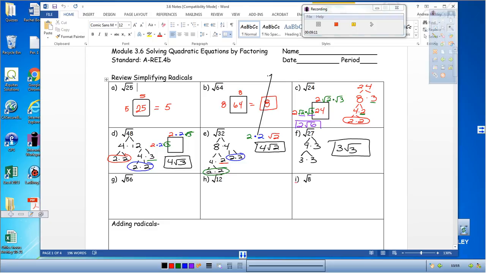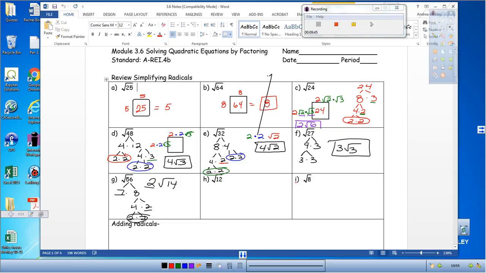Diane, what did you get for the next one? 2 radical 14. So this would be 7 times 8, which is 4 times 2, and then 2 times 2. So your pair of 2's are right outside, and then 2 and 7 are inside, so it's square root 14. Any questions over that? 8 times 7 is 56.